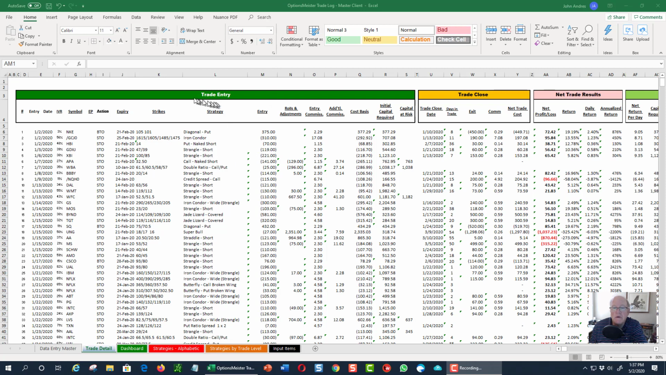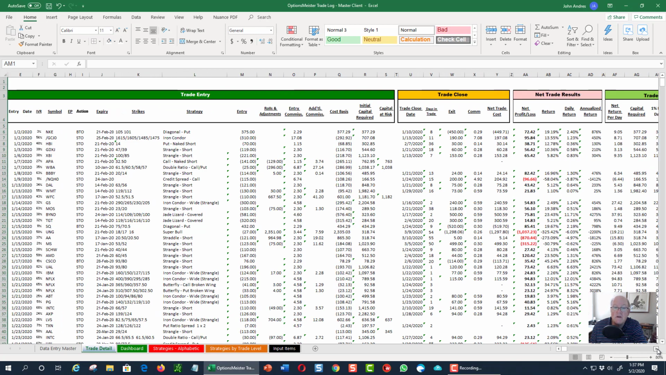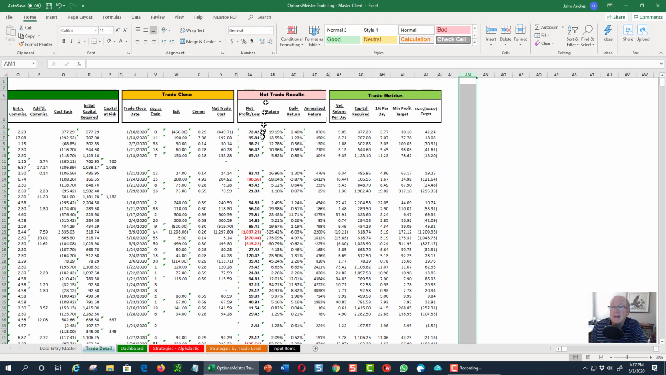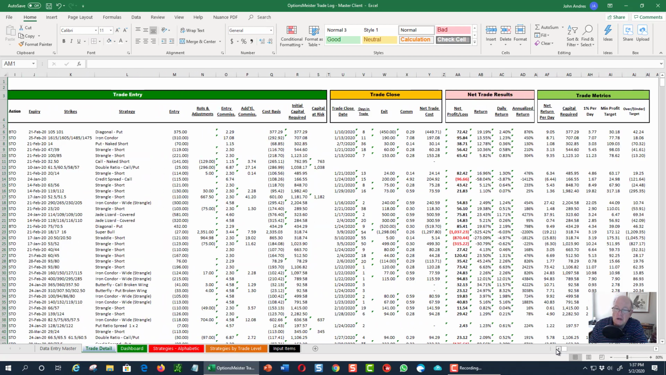You can see under the green side over here is all the trade entry information. When I put in a trade, which we'll go into detail on in a little bit, it's all in this block that's under the green. Then when I close a trade, it's under this block in the yellow. The net trade results are obviously a byproduct of the entry, the green, and the close. And then I've got some metrics here, which we won't dwell on in detail, but we can briefly go over those for you. But let me take you on a little tour around here.